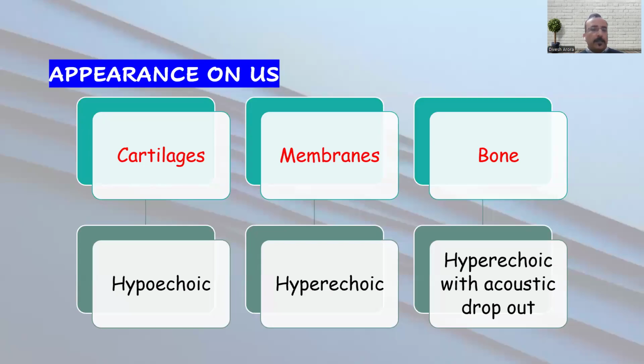So let's understand the appearance of the various structures, which I had told you, 1, 2, 2, 4, 9 structures. How do they actually appear on ultrasound? Cartilages, which are 4 in number, would appear hypoechoic, my dear friends, that is little black. Membranes would appear hyperechoic, that means more white. And the bone is characteristically seen as a hyperechoic shadow with an acoustic dropout.